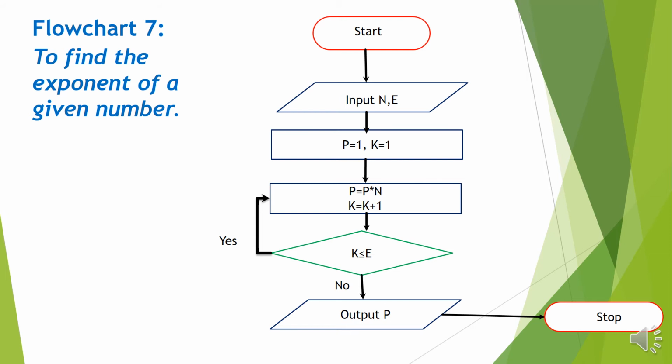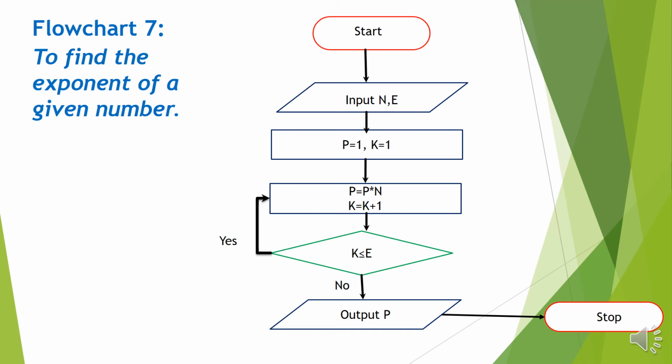Then we need another variable. One variable is p, used for product, and the other variable is k, whose value is equal to 1. In the next step, we will multiply p, meaning the product, with the number, and then we increase the value of k by 1, and we move to the next step.